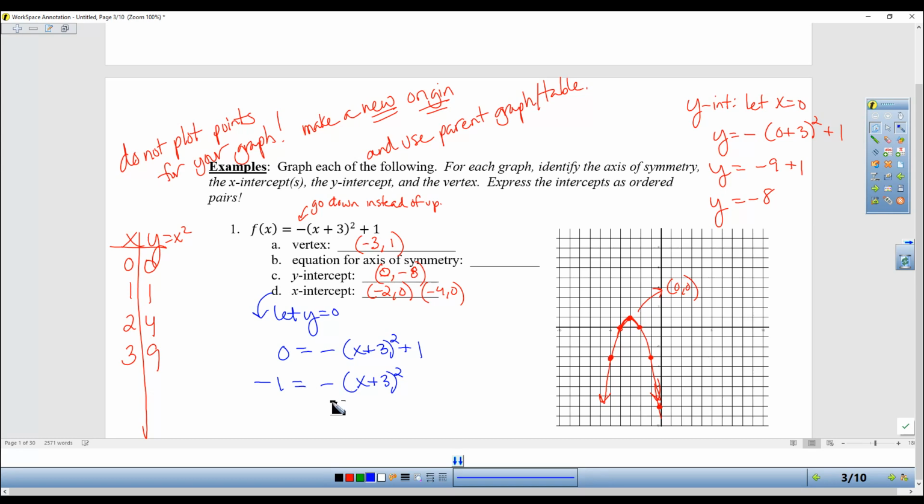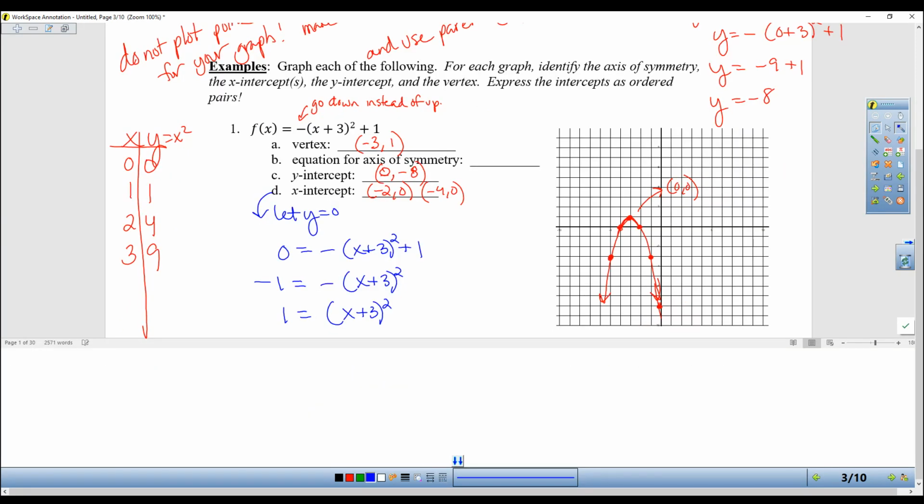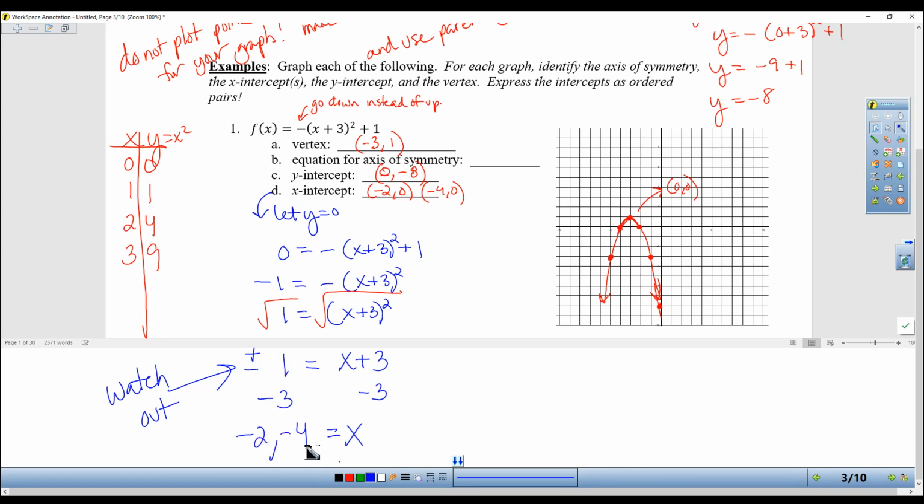I'm going to multiply both sides by -1 to get rid of that negative. I'm going to square root both sides. Now be careful. Plus or minus, this is what people miss, is equal to x + 3. And now I'm going to subtract 3 from both sides. Yes, there's going to be two answers because I have to do the +1 - 3 and I have to do the -1 - 3.